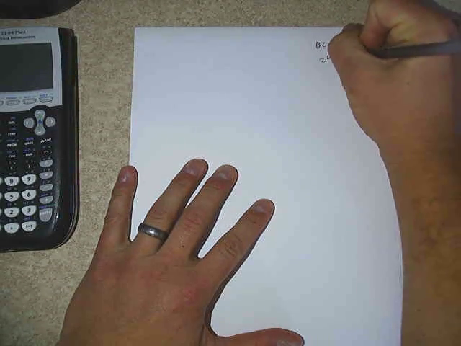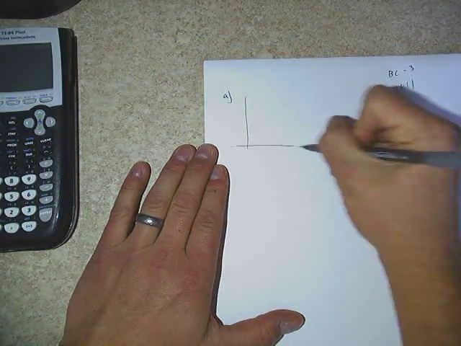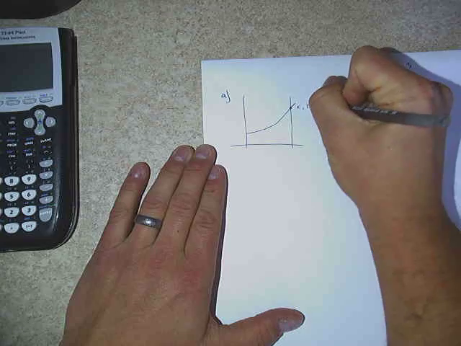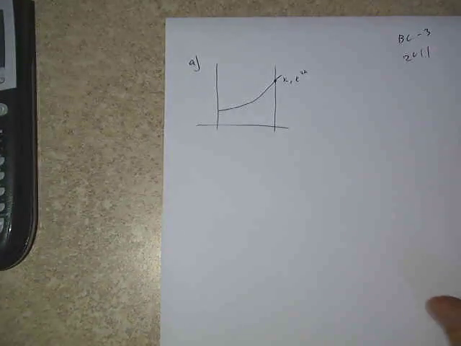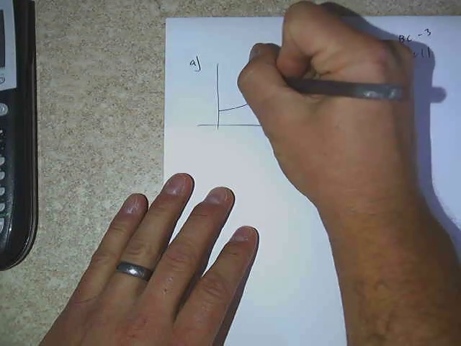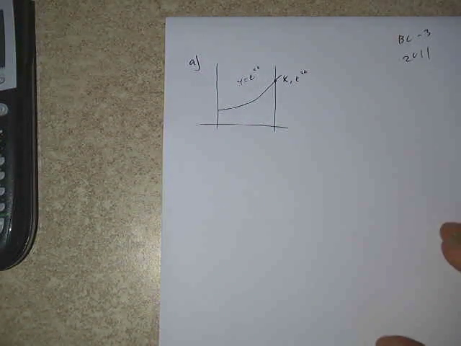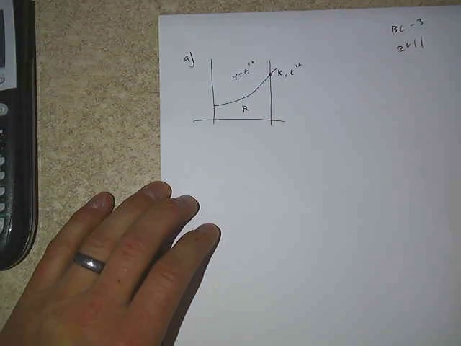BC 3, 2011. So for part A with this region that we're given, the intersection point here is k, and then e to the 2k is ultimately the curve here, e to the 2x. And this is just some value of k, some vertical line out here to the right of the origin, k greater than 0, it says. And in part A it says write but do not evaluate an expression involving an integral that gives the perimeter of R in terms of k, so R being this region here.